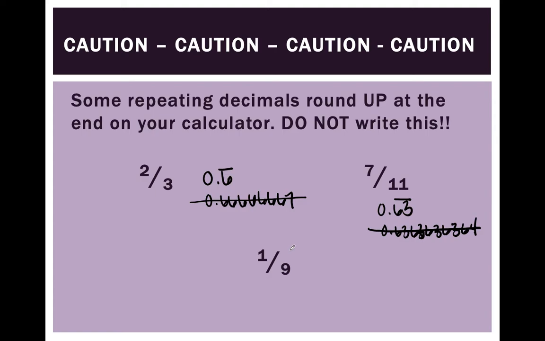And then one more. 1/9, this is 0.1 repeating. You'll notice that one like this does not round up at the end, and that's because a 1 would not round up to a 2, it just would keep it the same. So some of them you'll see rounded up at the end if the number is 5 or bigger. If it's 4 or less, you will not see it round up at the end. So just be careful and be on the lookout for those repeating decimals on your calculators.